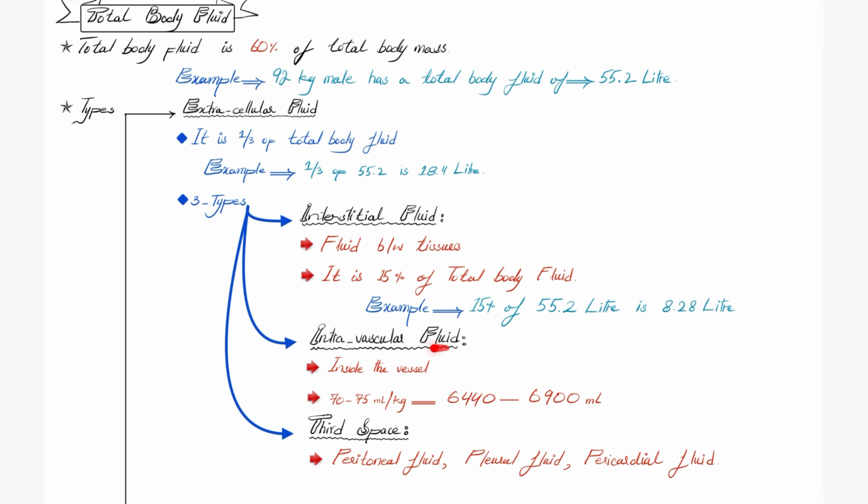Intravascular fluid is the fluid which is present inside the blood vessels, and it is calculated by 70 to 75 milliliter per kilogram. And a 92 kilogram male will have 6,440 to 6,900 ml of intravascular fluid. Third space is the fluid which is present inside the peritoneal cavity, pleural cavity, and pericardial cavity. So this is the third space which contains the fluid.